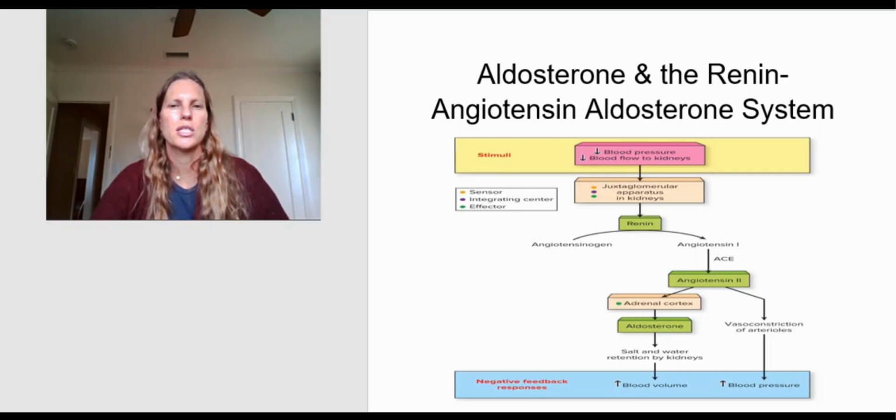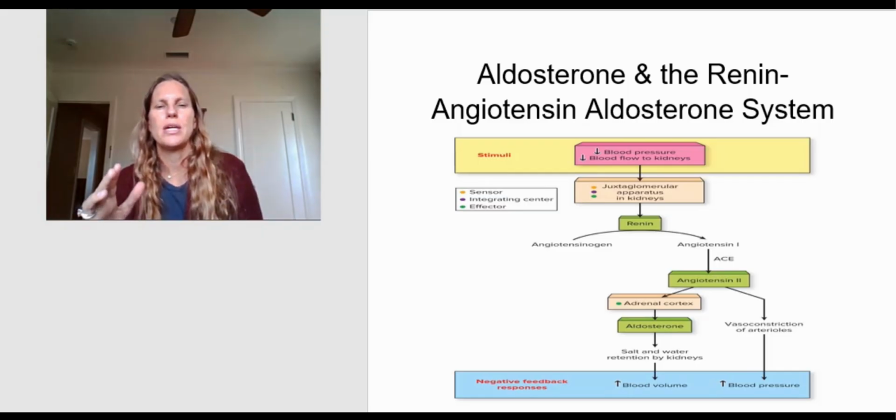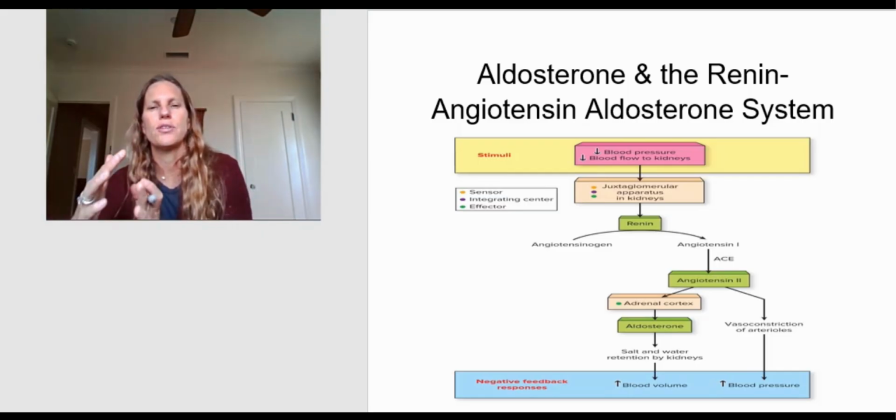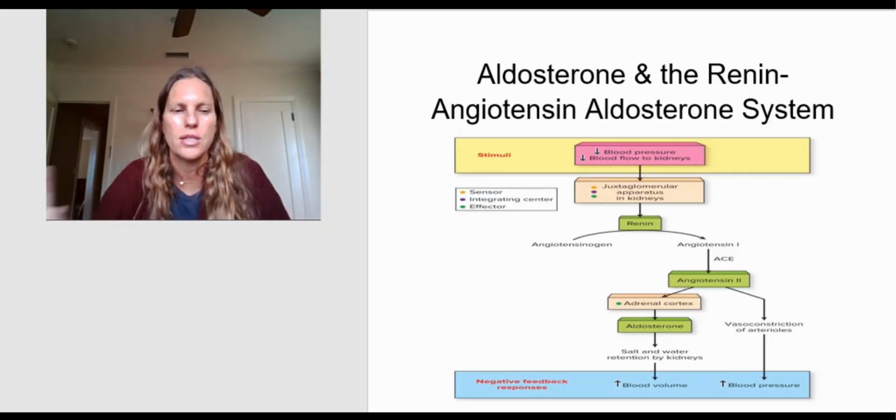Either one of those things. When either one of those things occur, that's going to get picked up in a region of the kidneys called the juxtaglomerular apparatus. And without getting too crazy, it's kind of wedged between the afferent arteriole and the distal tubule. I'll show you this in more detail later.